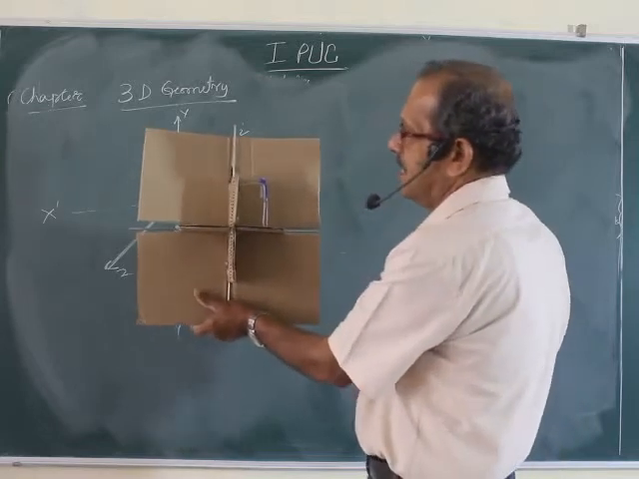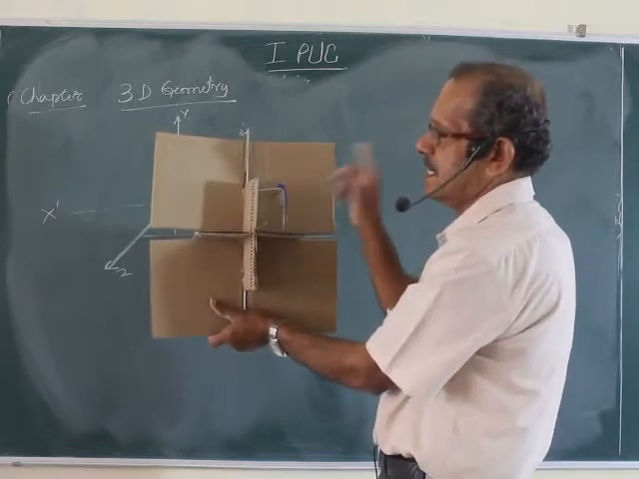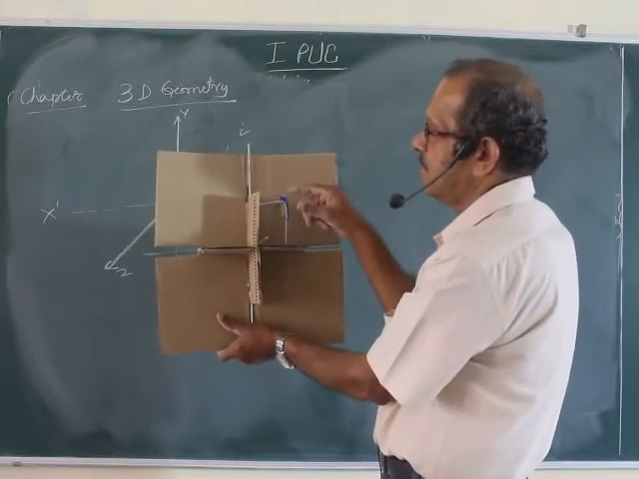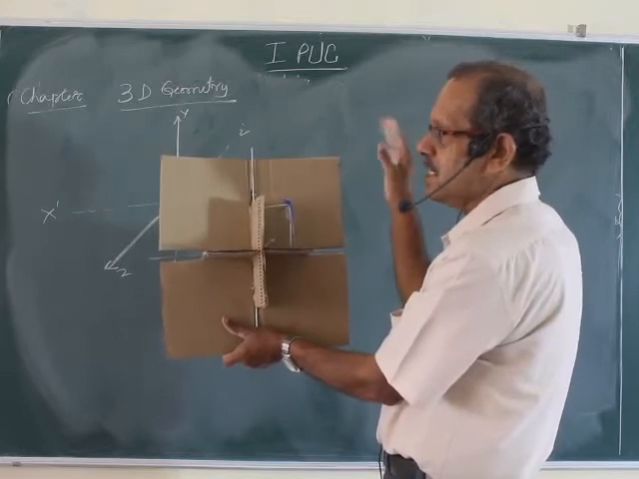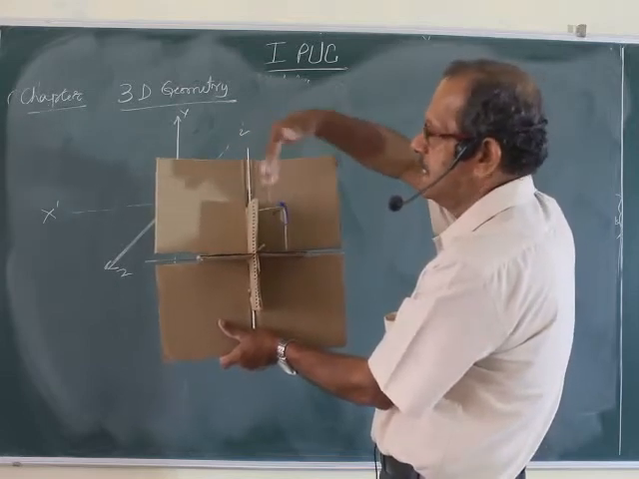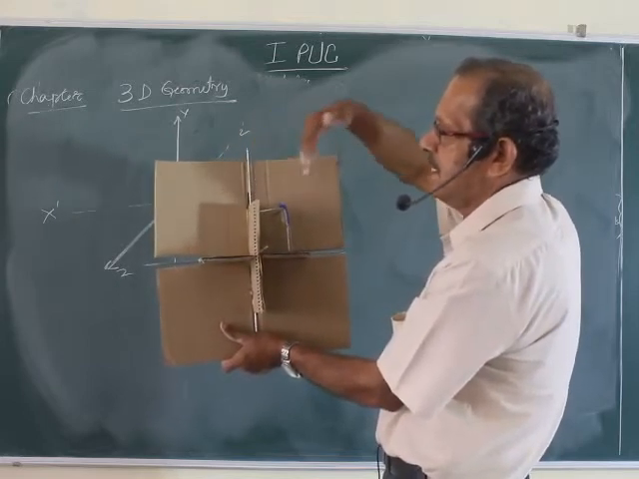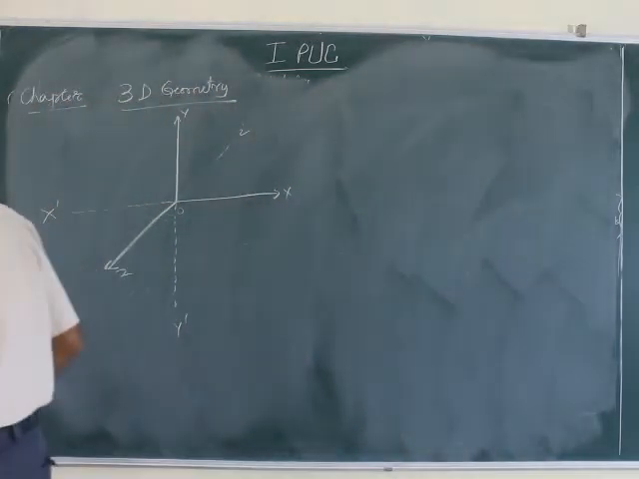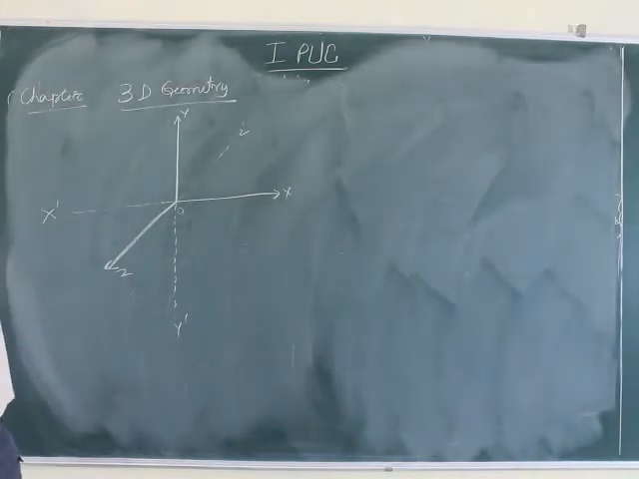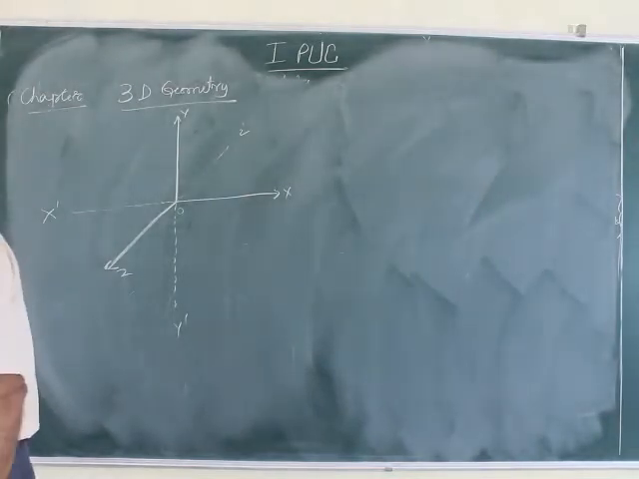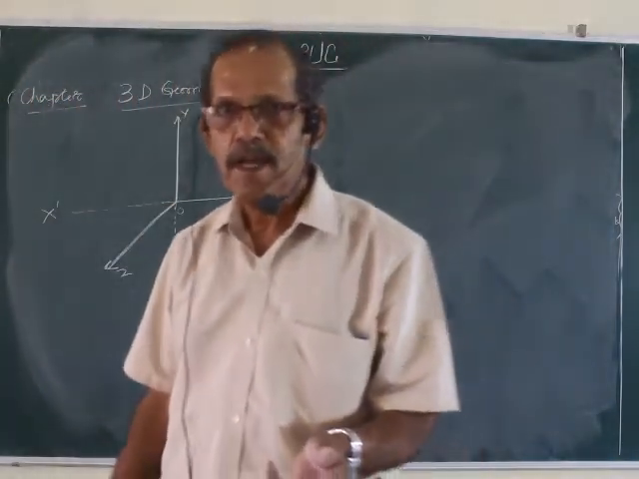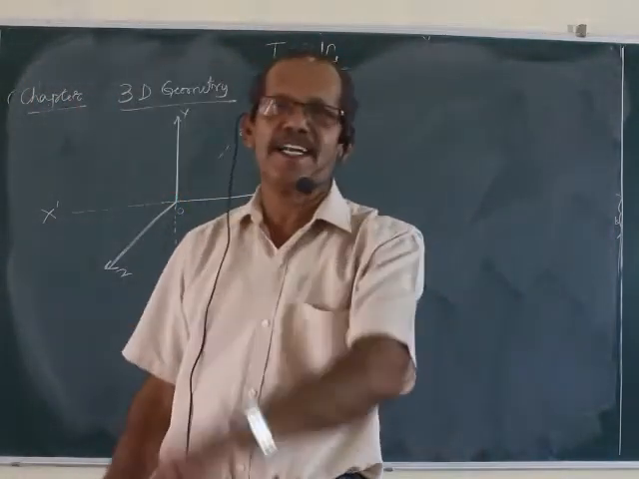I think you got the idea clear. This is the point. Just consider it as the point. Distance of that point from the yz plane is the x coordinate. Distance of the point from the xz plane is the y coordinate. Distance of the same point from the xy plane is the z coordinate.